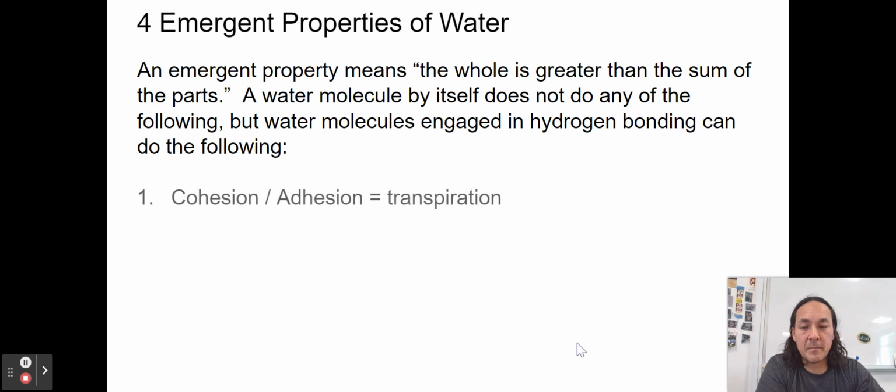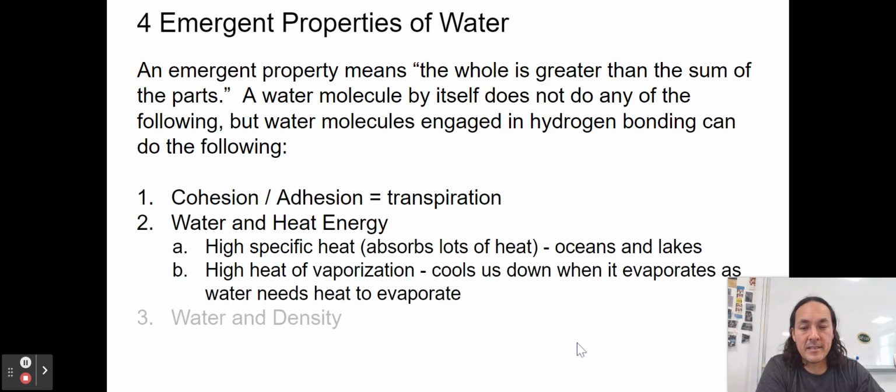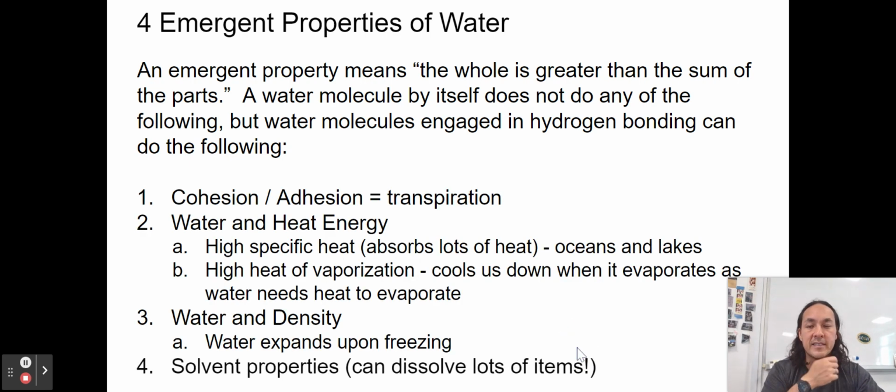So here are some of the emergent properties of water, and that means that many water molecules together can do something that one on its own cannot. Just like if you have multiple players on a basketball or football team, they can do plays that you can't do on your own. So can you describe some of these here at the bottom? Take a pause for a second. All right, thank you for trying that.